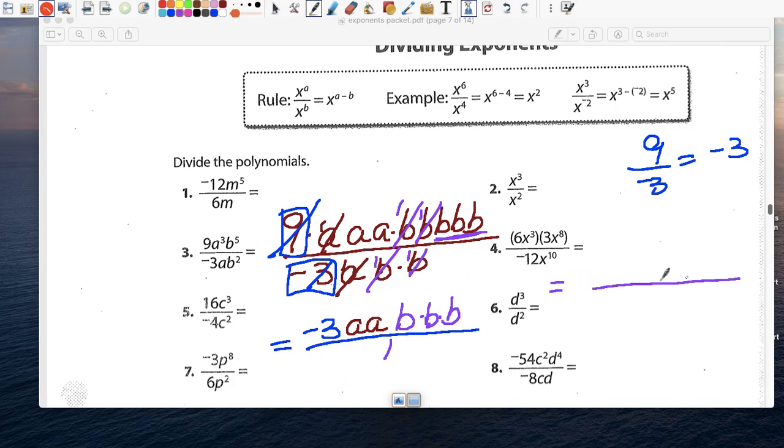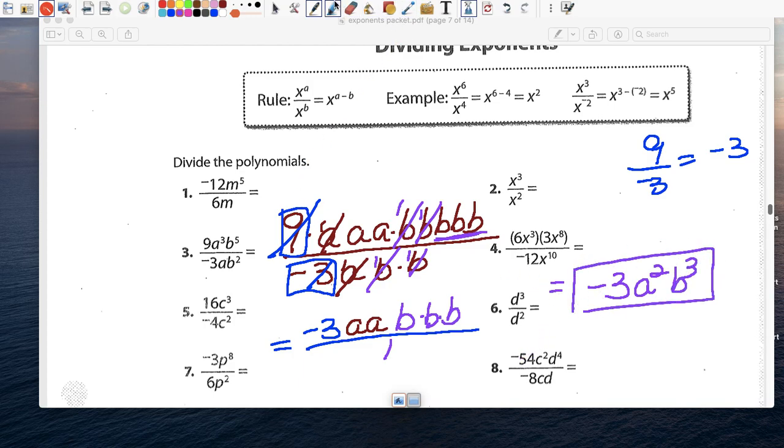Rewrite that again, a little cleaner. I don't need a fraction anymore because there's nothing in my denominator. So my numerator, I'm going to write -3. Well, a times a is a squared. And b times b times b, I can rewrite it as b cubed. So this is my final answer.